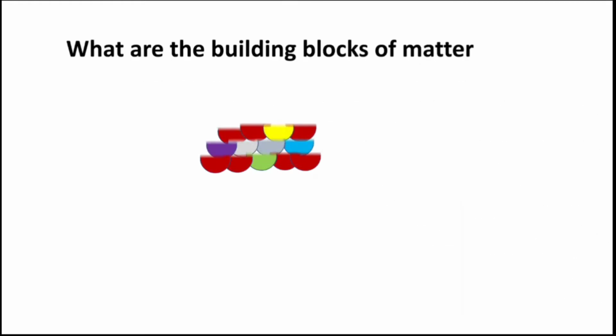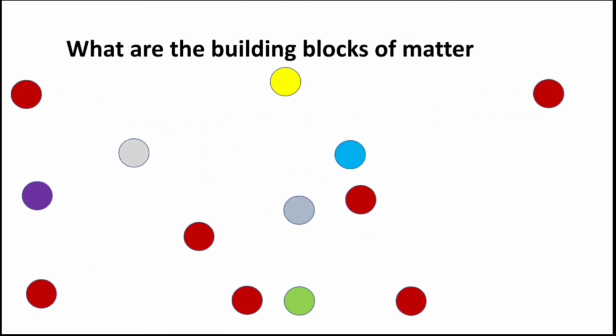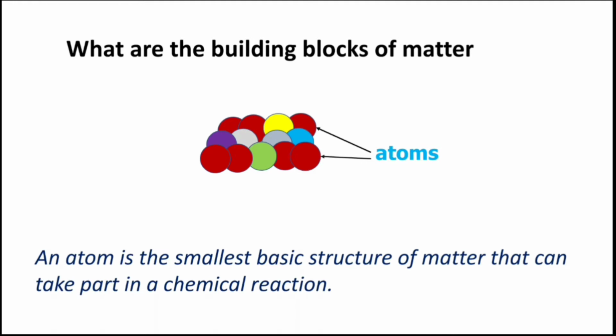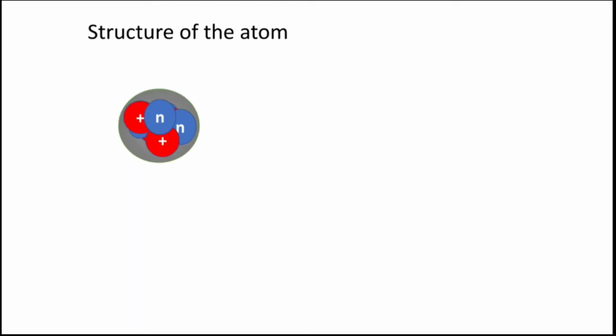What are the building blocks of matter? So if you look at a material, we can actually break it down to the smallest minute particles that make up this material. Those building blocks are called what? We call them atoms. An atom is the smallest basic structure of matter that can take part in a chemical reaction.